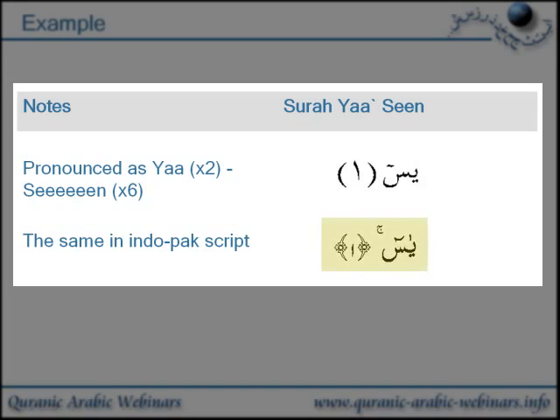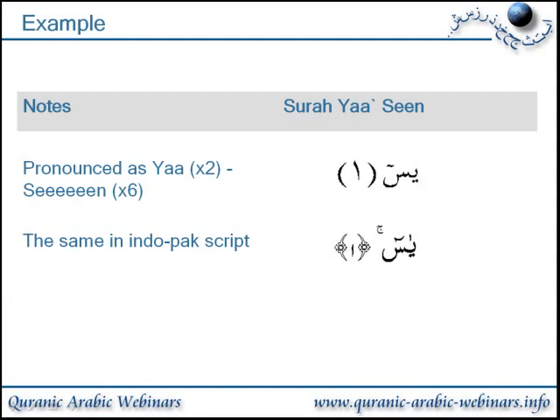In the Indo-Pak or Majidi script, they help you out a little bit more. On the ya, they've put the short alif, or the dagger alif, to indicate it's two long, and on the sin they use this mad sign, which in the Majidi script indicates it's six long. So that would be pronounced as Yasin. If you go to Surah Yasin and listen to that first line, you'll see how they pronounce that.